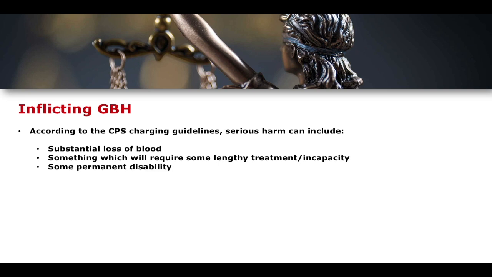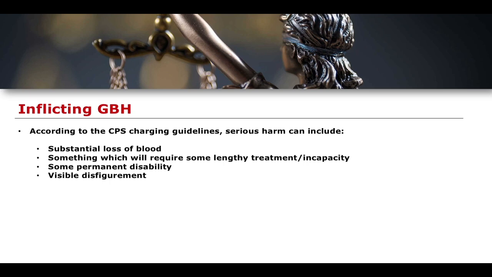So if you were to get into an altercation with somebody and you cause them to lose an eye as a result of your actions, then this would definitely represent GBH, because it would represent some kind of permanent disability or some permanent loss of the senses. Visible disfigurement, again, would also be represented in the previous example that I just noted.